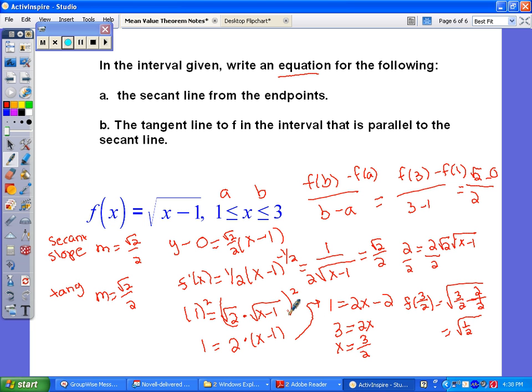And then my tangent line, if we come over here, is y minus y1, which is the square root of 1/2, which if you want to make it in simplest radical form, you can, but you don't have to, is equal to the square root of 2 over 2 times x minus 3/2. And you can graph it to make sure that at this point your line is parallel to the secant line in order to check it. And that is your lesson on the mean value theorem.